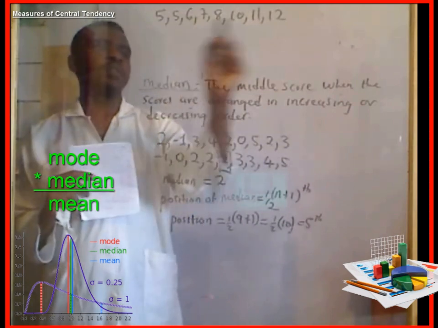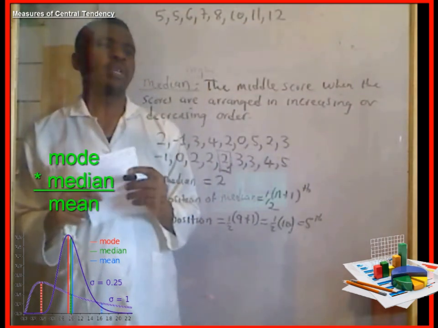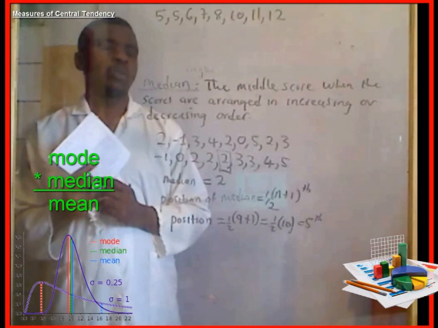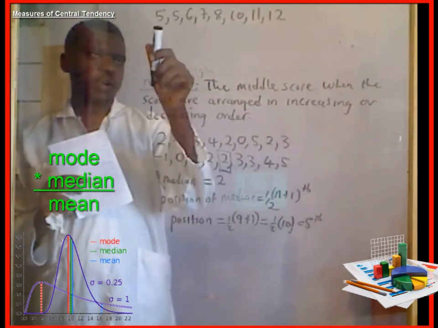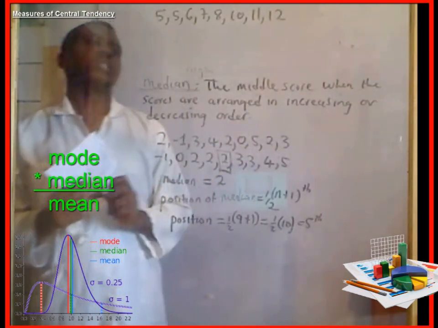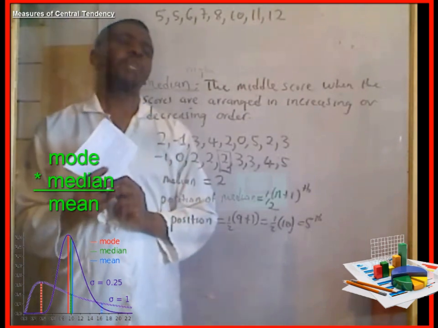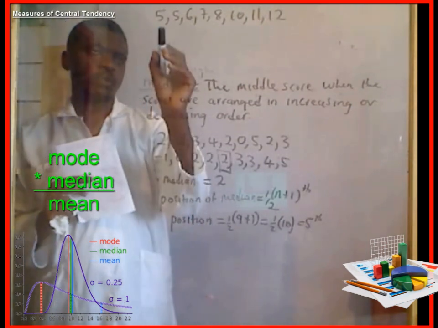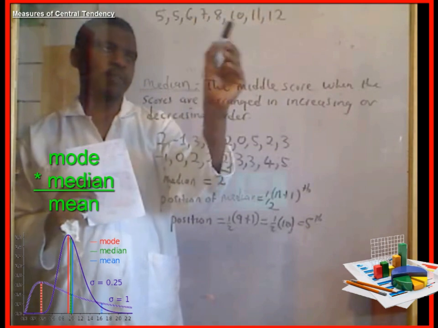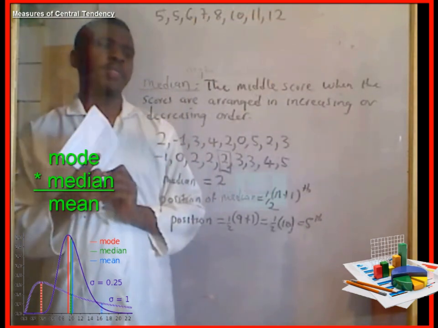So if we are given this data and asked to look for the median, what do we do? We find here that the terms are already arranged in increasing order. Here we need to know the position of the median. So I count the number of terms: 1, 2, 3, 4, 5, 6, 7, 8. There are 8 terms there.